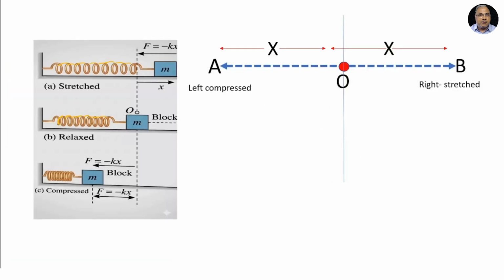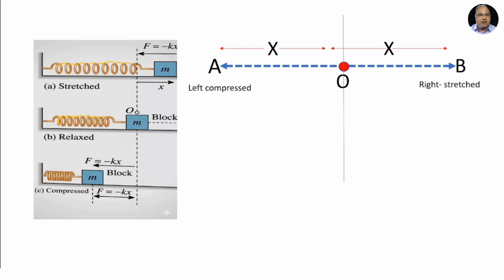So, the mass m attached to the spring is moving between two extreme positions, left extreme position and right extreme position. Left extreme position is a compressed state and right side extreme position is a stretched state of this motion, and O be the center of this motion.